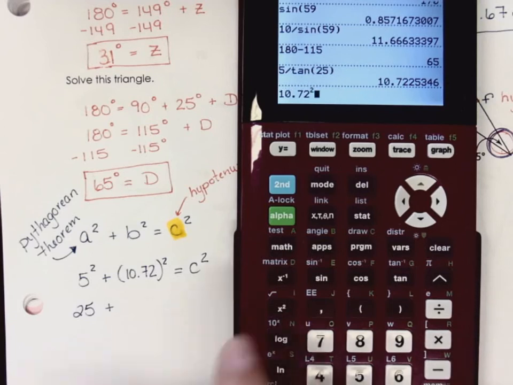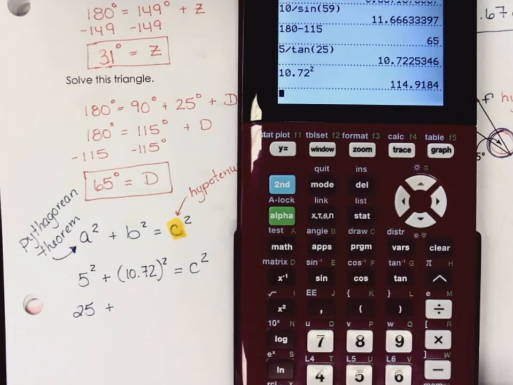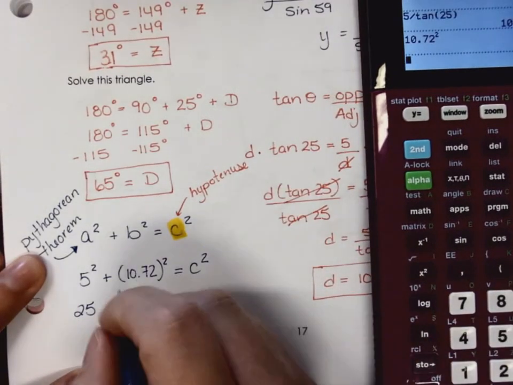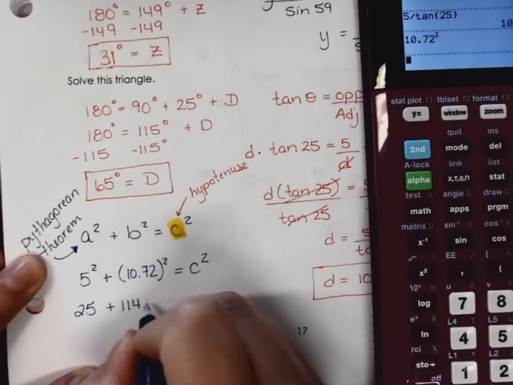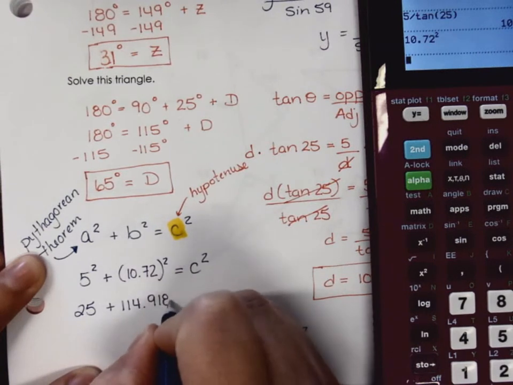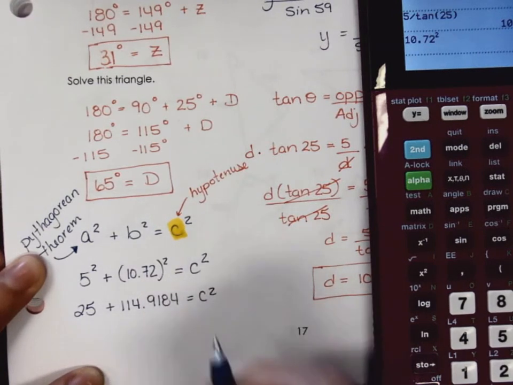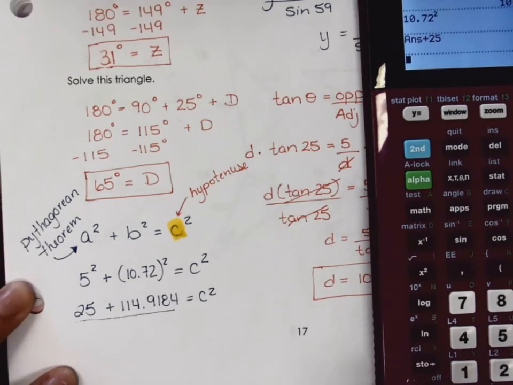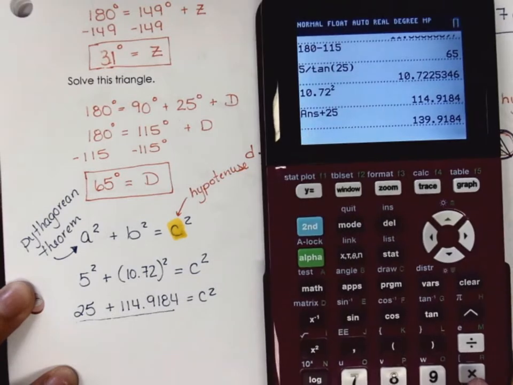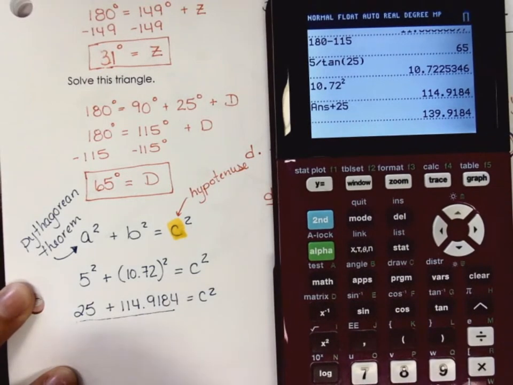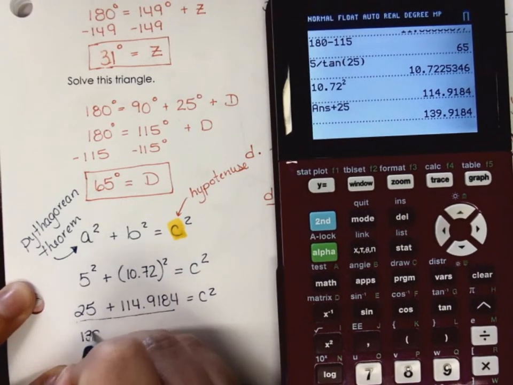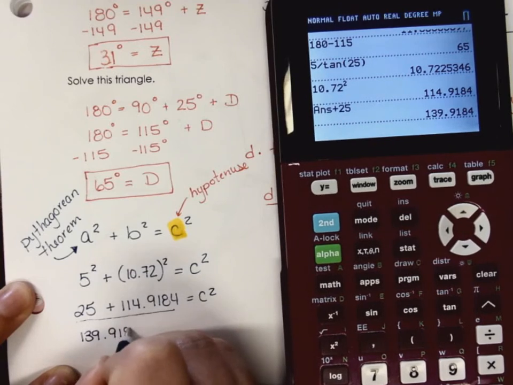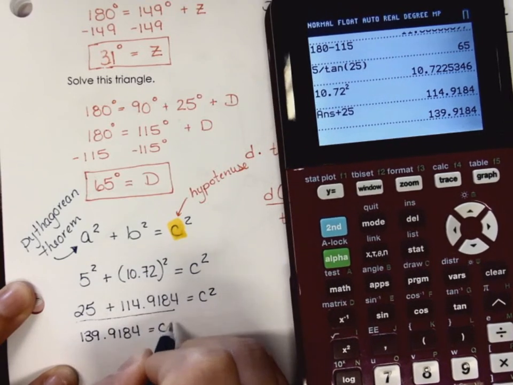So in my calculator, I do have a squared button, so I can just do that. And I'm going to get 114.9184 equals C squared. So I'm going to go ahead and add those together. So I'm going to add 25 to it. You guys can't see that. There you can, now you can. 139.9184 equals C squared.